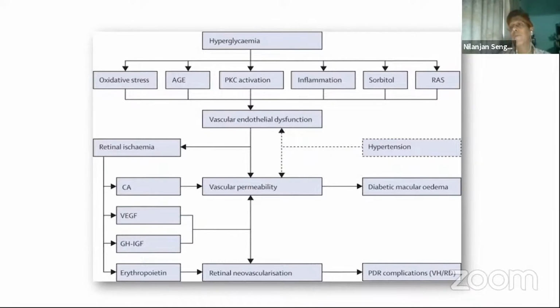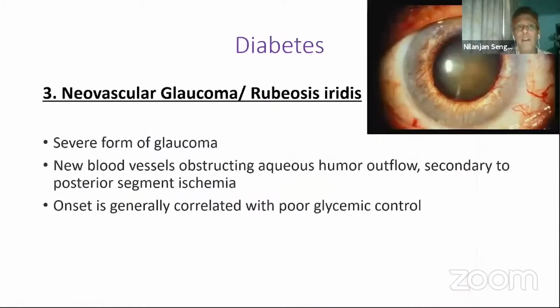Apart from laser photocoagulation, mainly what does laser photocoagulation do? In panretinal photocoagulation, they are decreasing the total retinal ischemic burden. And what does VEGF antagonism do? They actually take away the deleterious effects of these growth promoting factors.